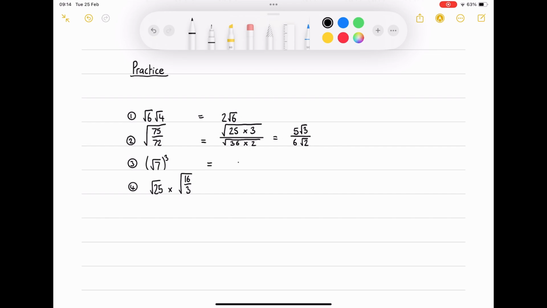Question 3. Similar to the example, first split it into root 7 squared times root 7, which equals 7 root 7. And question 4. First simplify. Root of 25 equals 5 and root of 16 equals 4. Then multiply, and the answer is 20 over root 3.